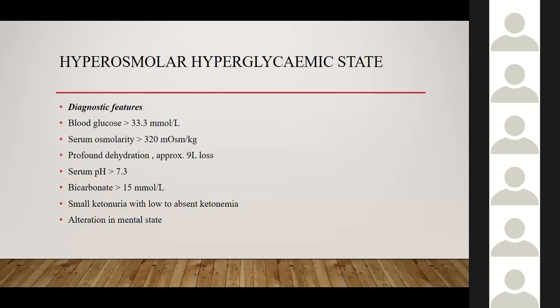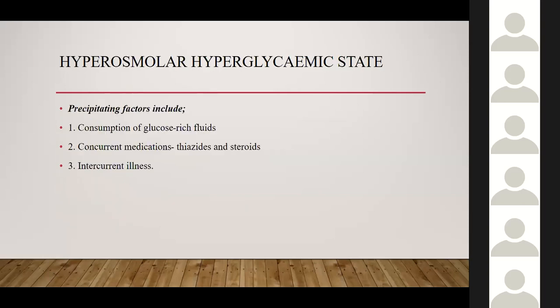And in this case, the pH is not below 7.3, the pH is above 7.3. Bicarbonate levels are above 15 millimoles. And there's actually a small level of ketone bodies in the urine, and sometimes there are no ketone bodies in the blood at all. And they have an altered mental state. Okay, so those are the diagnostic features.